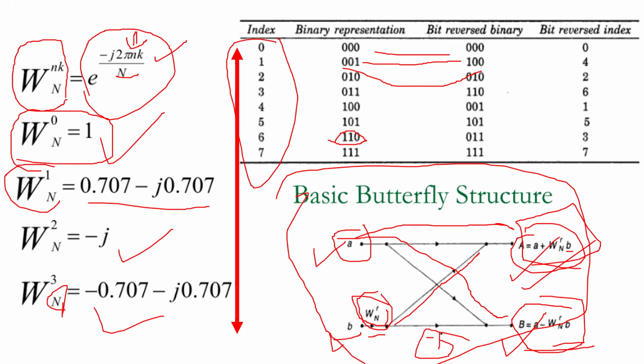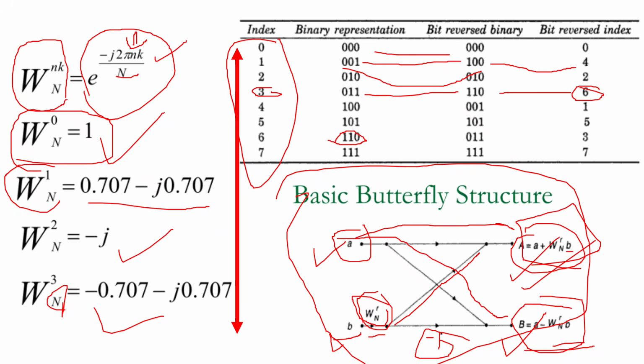So here it will become now 000, 001, 010, and the value of 100 is 4, right? Similarly for 011, this will be 110 and the bit reversal will be 6, right? So here if you are giving the input 3, you will get the value of x of 6. So this is important, right?